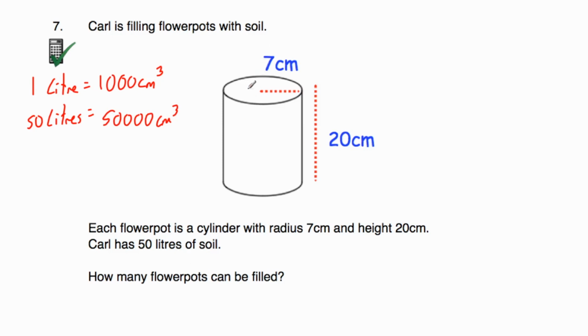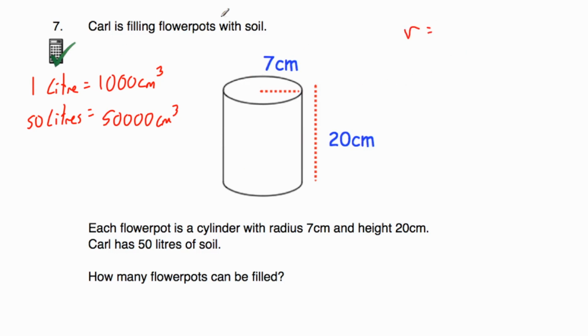Now we want to find out how many of these flower pots can be filled using this 50 litres or 50,000 centimetres cubed of soil. So what we should do is find the volume of the cylinder and then just see how many of them can be filled by dividing the total amount of soil by the volume of the flower pot. So let's find the volume of this flower pot to begin with.